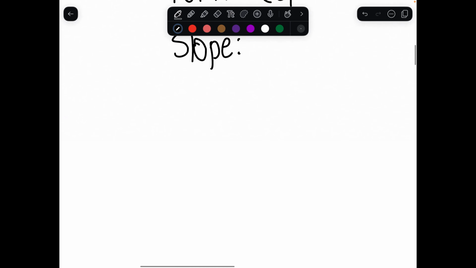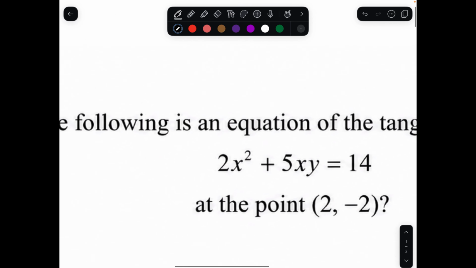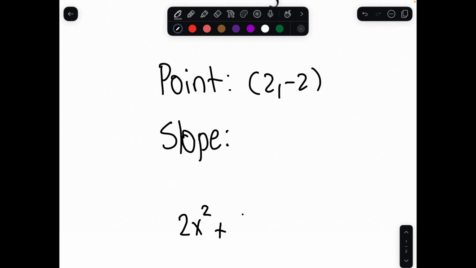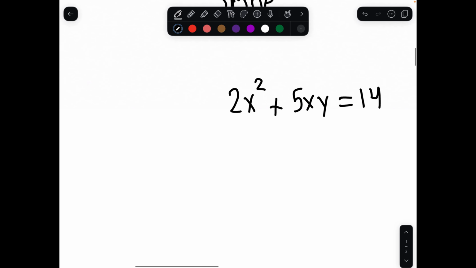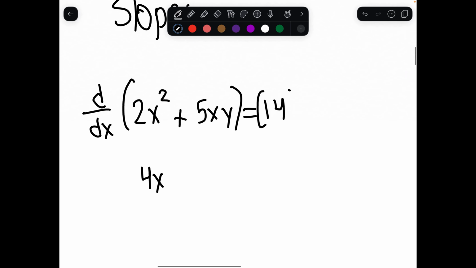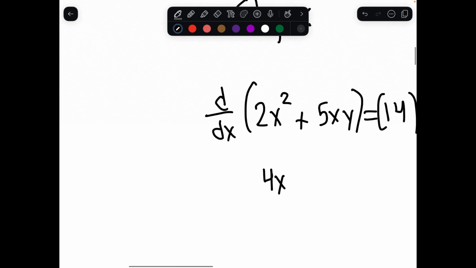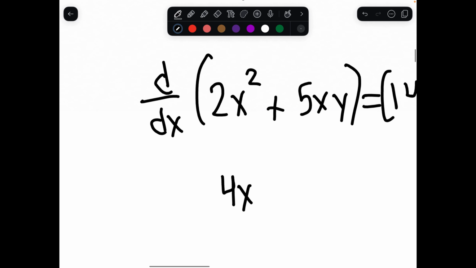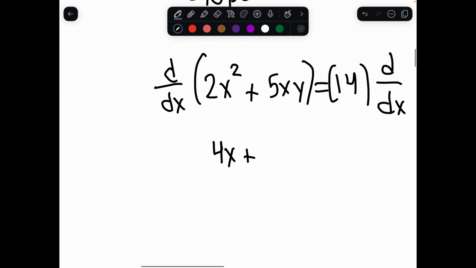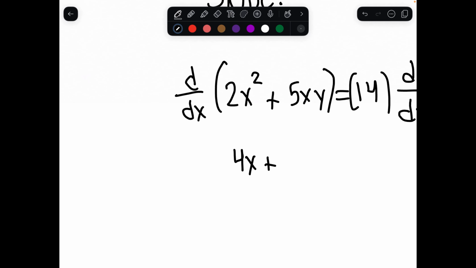So let's write down our equation, 2x squared plus 5xy equals 14. Let's take the derivative of the left side first. Let me go back a step. d over dx. So 4x, right? You're differentiating with respect to the same variable, so just 4x. Plus, and just to be clear with implicit differentiation, I would recommend checking out my video on implicit differentiation.